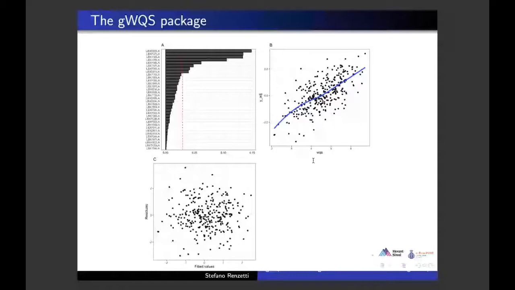From the scatter plot, we can see a linear positive trend of the association between the WQS index and the outcome, while from the diagnostic plot, we can check that there is no pattern between the fitted values and the residuals.